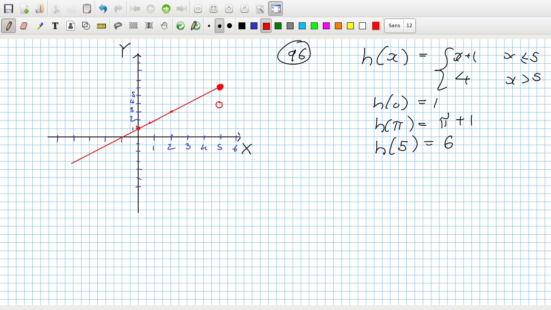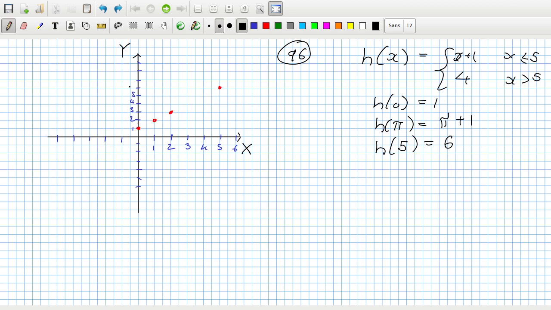My little dots make it look a little bit more confusing, doesn't it? Yeah, and then that's horizontal, constant 4. So it looks like that. Yeah, okay. So 1 is 2, pi is pi plus 1, and 5 is 6. Okay, okay.